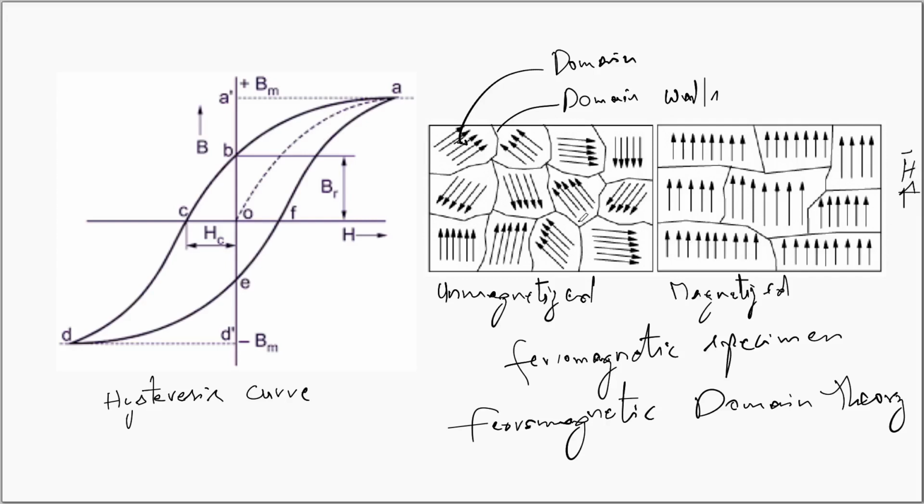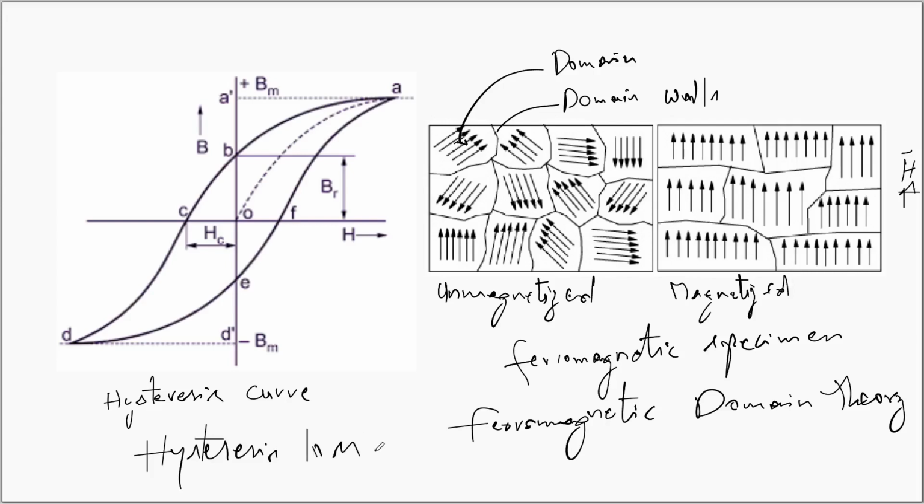Similarly, one can also notice that the size of the domains is altered. Here we have small domains, whereas here there are two large domains along this side. The domains are changing their orientation and their size. Because of these changes in orientation and size, we get what is known as the hysteresis loss.